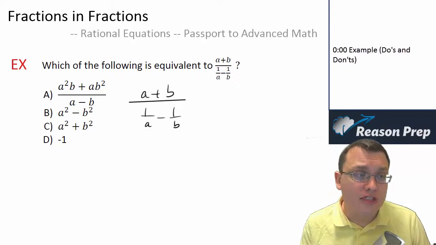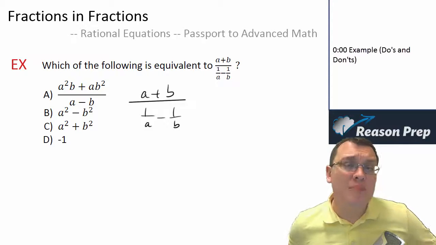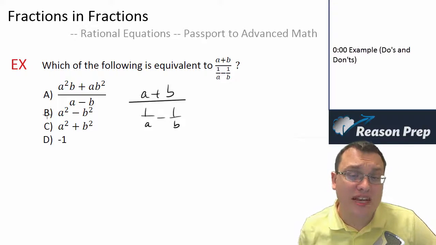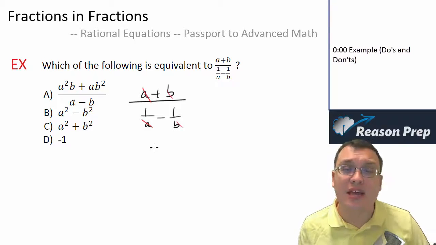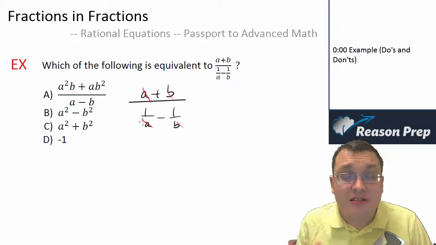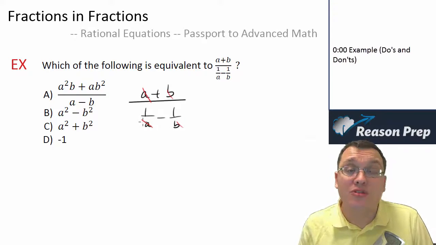So the first things you don't want to do are kind of like the simple cancellations that we've talked about previously. Like I just can't say, oh, here's an a and here's an a, cancel, cancel, here's a b, cancel, cancel. You can't do that, right? Because they're not multiplied together, they're added or subtracted together.